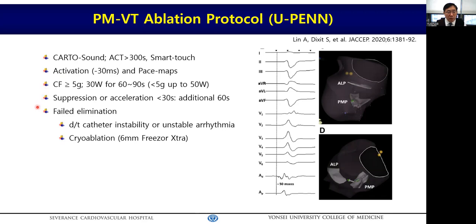If there is a PVC suppression or acceleration within 30 seconds of RF delivery, they deliver an additional 60 seconds, so over a 90 second burn. If arrhythmia could not be eliminated due to catheter stability, the UPenn group tried to exchange the RF catheter to a cryocatheter because the cryocatheter sticks to the papillary muscle target site during freezing. Because the freezer max is too tough, they recommend a 6 millimeter tip freezer extra.